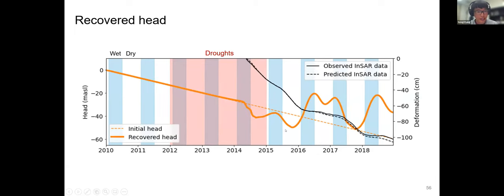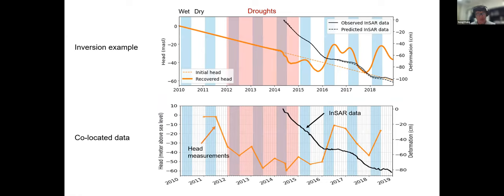By proceeding with the inversion process, these were the head data that I was able to recover, and I fit the observed InSAR data for a given level of uncertainty. Looking at it, okay, it looks okay, but what does that mean? Is that really meaningful? That is the reason why we needed the co-located data that I have shown. This co-located data is within that radius that I have set. If I compare the recovered head data and the observed head data, it shows quite a bit of similarity.